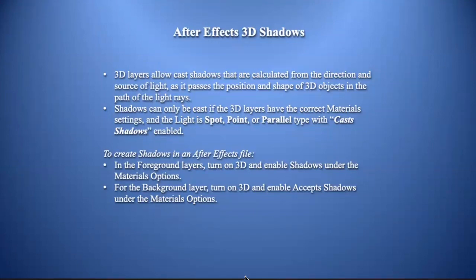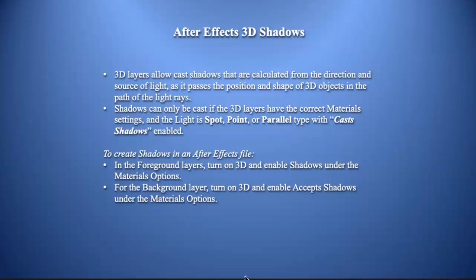Shadows can only be cast if the 3D layers have the correct material settings, and the light is a spotlight or a point light or a parallel type with cast shadows enabled. So if you're having trouble with your shadows, if they're not showing up, first thing you look for is, are my lights casting shadows? Do I have the kind of light that casts shadows? Is cast shadows turned on? Do my objects have cast shadows enabled? Is cast shadows turned on for the object? And then, is the object you're trying to cast a shadow onto accepting shadows? You've got to look at that. So those are the kind of things you have to look at if you're having trouble with shadows.